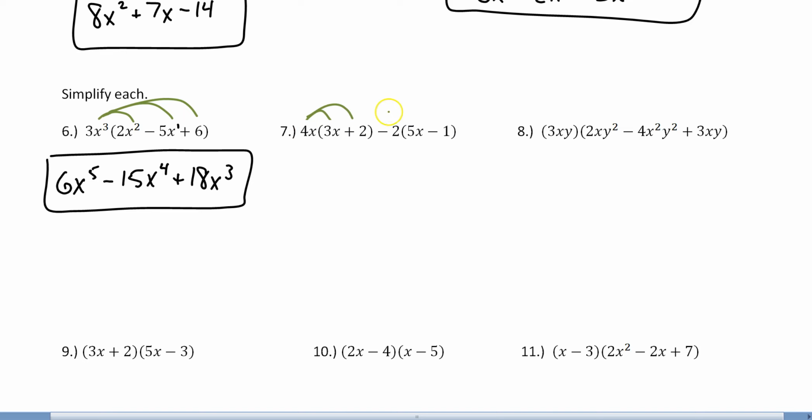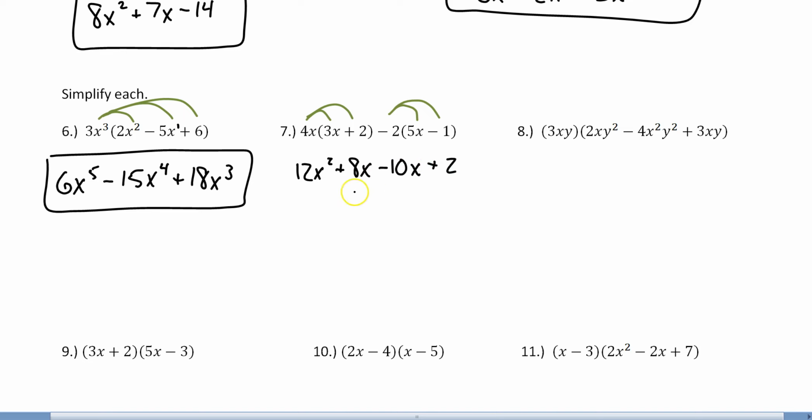Here, we have to be really careful. I distribute that as a negative 2. Always include the sign that's in front of whatever value it is as you distribute. Include that sign when you distribute that thing. Okay. So here, I get a 12x squared plus 8x. When I distribute the negative 2, it gives me a negative 10x and a plus 2.